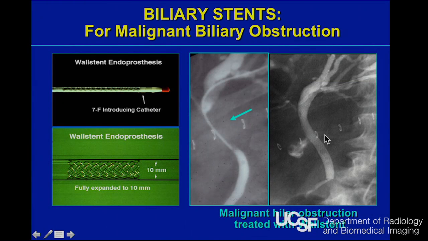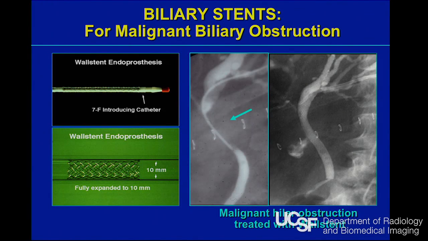Now, what is the role of biliary stents? So we've talked about drains so far. So what is the role of stents, metallic stents? The role of metallic stents is very limited in biliary drainage. That is just really for palliation of symptoms in the setting of malignant obstruction. Why is it such a limited role?